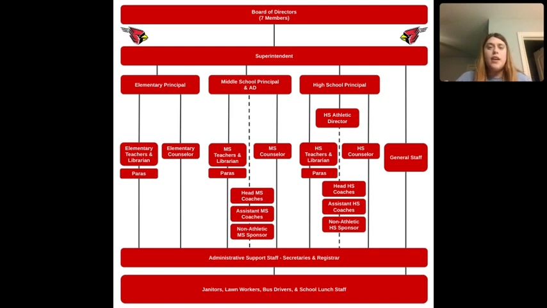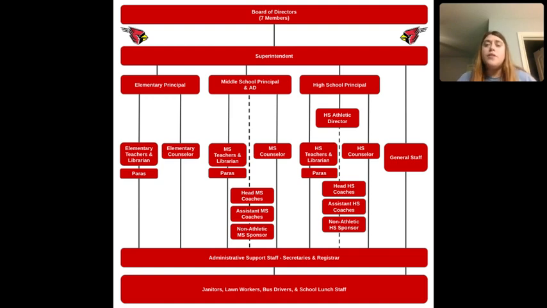So below that, the people that go directly to the superintendent are the elementary principal, the middle school principal, and our high school principal. And us teachers go directly to the principal. One thing that's kind of unique about our school being a smaller district is that our middle school principal is also the AD. So I thought that was really cool and unique.